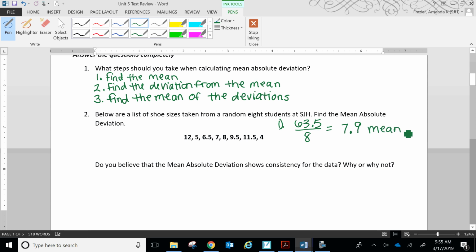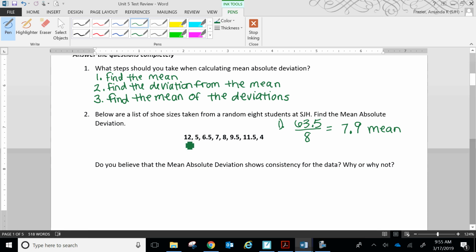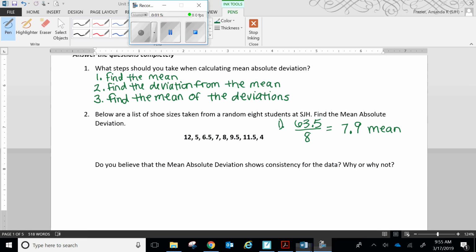So that's step 1. Now I need to find the distance all of these numbers are from my mean. So I'm going to subtract the mean from each of these numbers. I'm going to start by doing 12 minus 7.9, 5 minus 7.9, and so on. I'm going to pause while I do that.